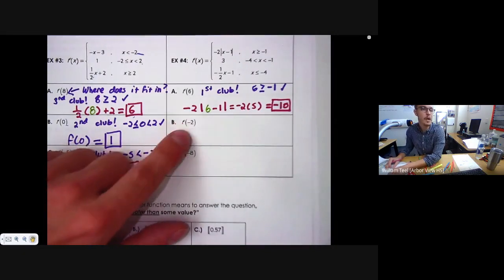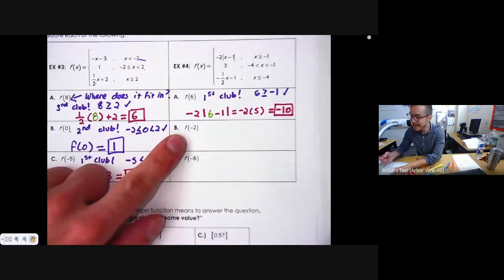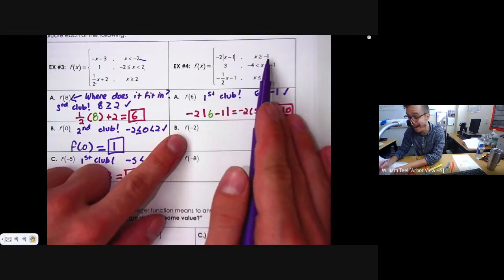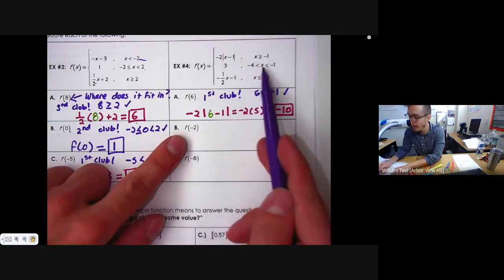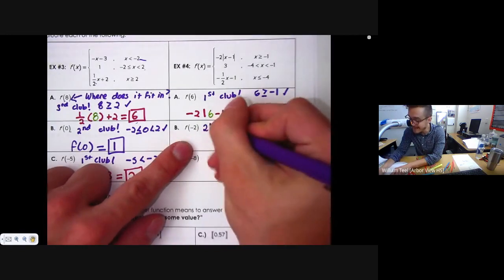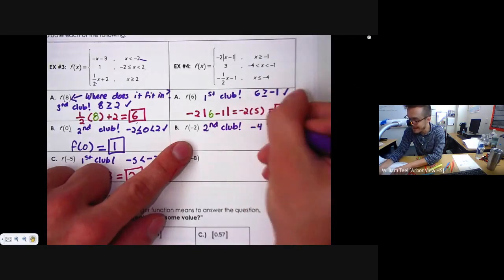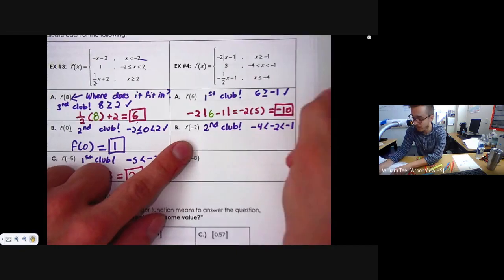All right, moving down to part B. If I have f of -2, let's figure out which club this is part of. Is -2 greater than or equal to -1? It is not. -2 is less than -1. Is -2 in between -4 and -1? It is. So that means I'm going to be part of the second club, right? And that is because -4 is less than -2, which is less than -1, and that works out.